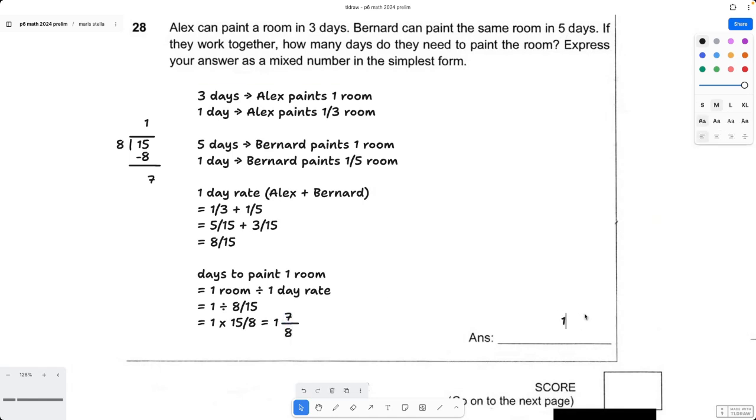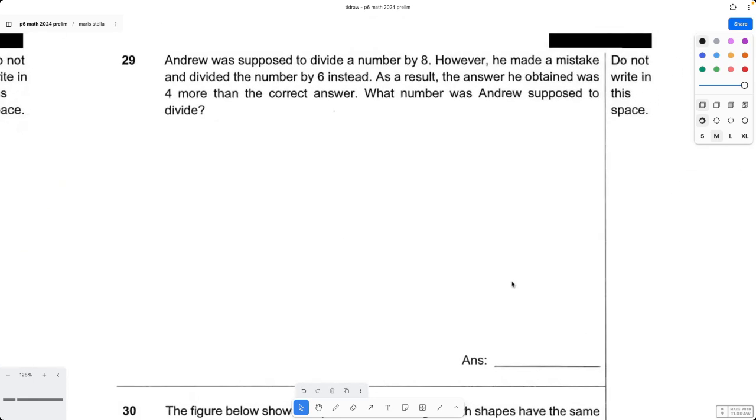So it's 1, 7 out of 8 in simplest form. Mixed number, right? Correct, it is a mixed number. So 1, 7 out of 8. If we combine powers, we can complete it in that amount. Very close to 2 days, but not exactly. All right, that's it. Let's move on to question 29.